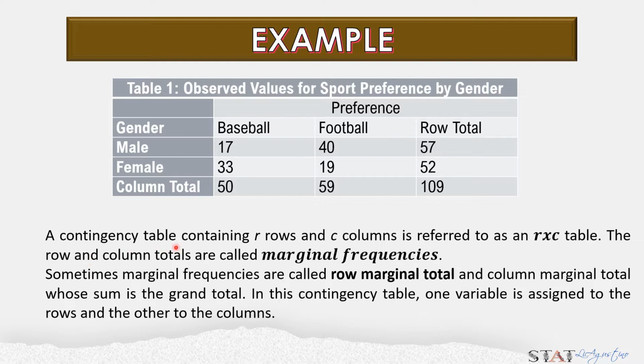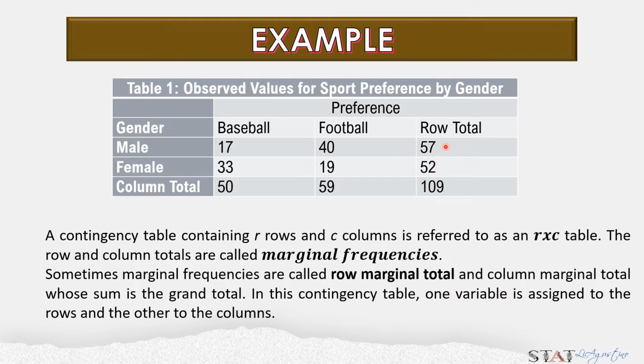A contingency table contains R rows and C columns. So these are the R rows and these are the columns. You can refer to this as an R by C table. In some textbooks, you could also see this R by C table. The row and column totals are called marginal frequencies. Sometimes marginal frequencies are called row marginal total and column marginal total, whose sum is the grand total. In this contingency table, one variable is assigned to the rows and the other to the columns.